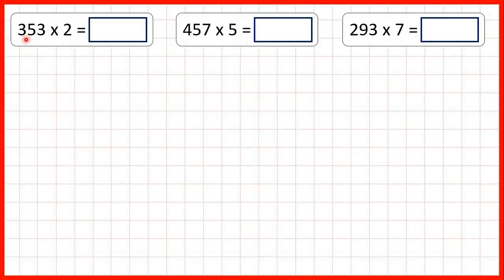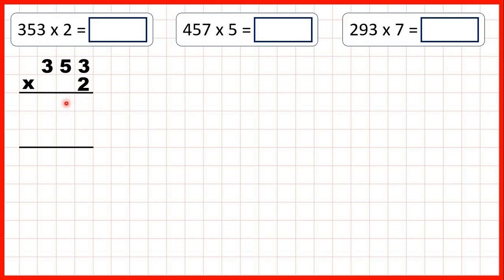Now we need to multiply a 3-digit number by a single-digit number, and we're going to use the expanded column method. First, we have 353 times 2. So we can write our question out with the larger number, or the number with the most digits, on top, but this time we're going to need 3 answer lines.